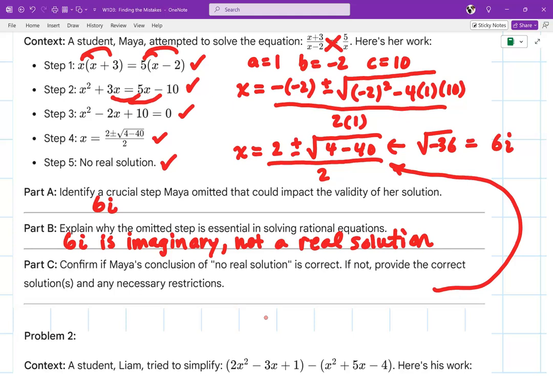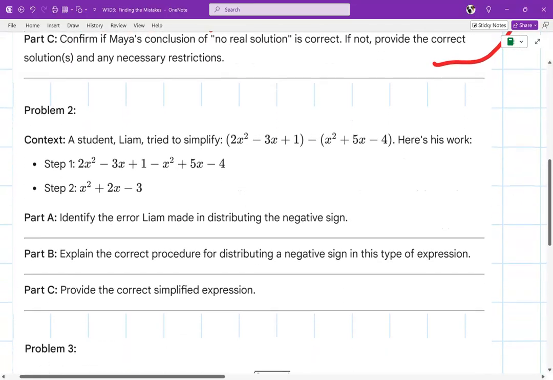So you're not just going to say the error is 2. You're going to tell me the error is at 2. This is the mistake. Maybe they multiplied wrong. And then I need you to fix it. Fix the problem, okay? So I'll write that down after. But check out problem number 2.